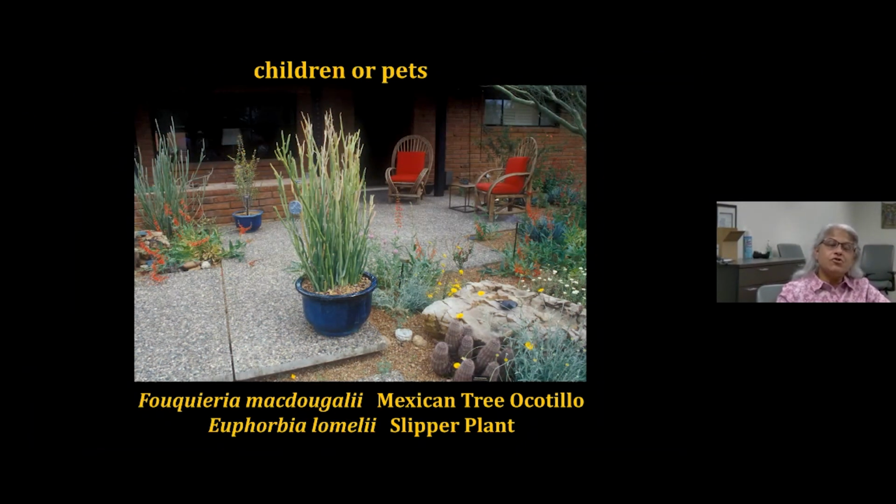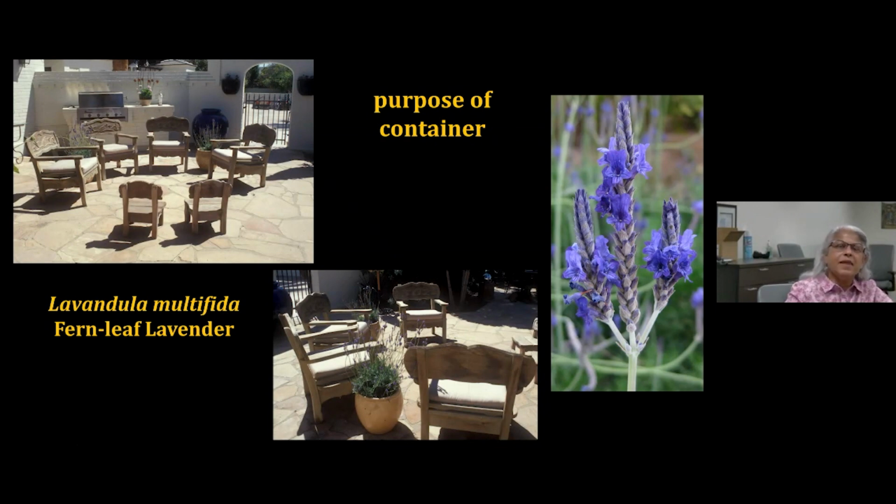Do you have youngsters or perhaps pets of the type that anything they come across is fair game to put in their mouth? You don't want to have toxic plants. So you'd want to stay away from these euphorbias. We've already seen a couple of these. Here's one more relative, the slipper plant. These exude a milky sap that can be toxic, and not just for ingesting, but toxic to skin, can be a great irritant. Or something like this spiky Ocotillo relative back here. So just be aware of plants that could cause injury to youngsters or pets.